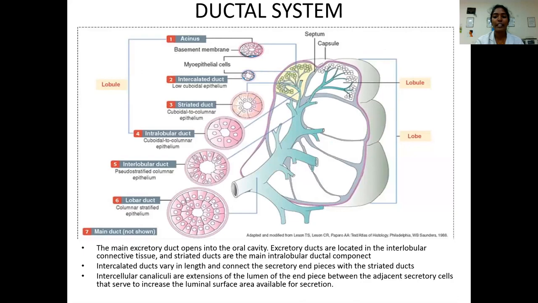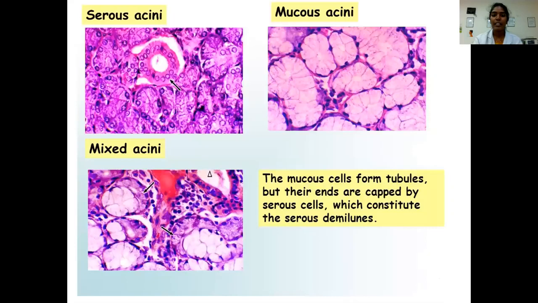Excretory ducts are located in the interlobular connective tissue, and striated ducts are the main interlobular and ductal component. Intercalated ducts vary in length and connect the secretory endpiece with striated ducts. Intercellular canaliculi are extensions of the lumen of the endpiece between the adjacent secretory cells that serve to increase the luminal surface area available for secretion. These are the histopathological images of acini cell, serous acini, mucous acini, and mixed acini.